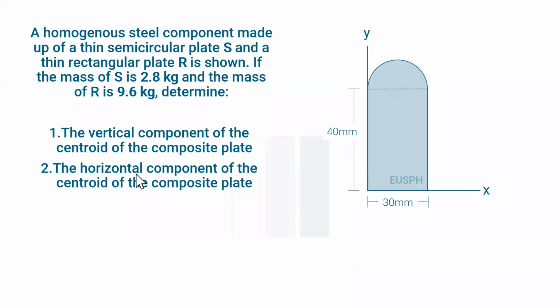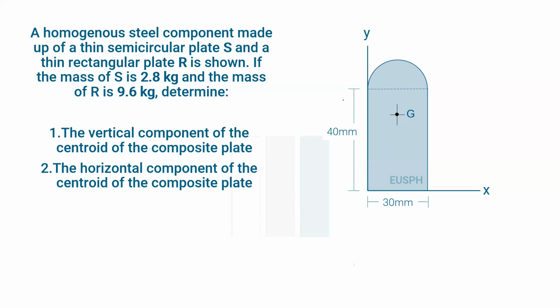Ang i-discuss po natin today ay centroid of composite shapes. So we have a homogeneous steel component made up of a thin semicircular plate S and a thin rectangular plate R. If the mass of S is 2.8 kilograms and the mass of R is 9.6 kilograms, determine, number one, the vertical component of the center of the composite plate and the horizontal component of the center of the composite plate. So essentially, determine po natin yung coordinates nung G po na yan, no?